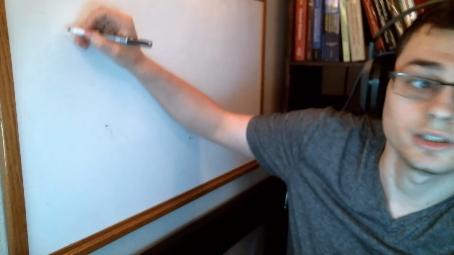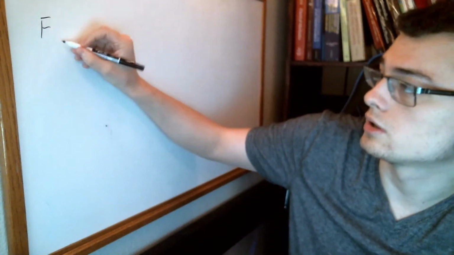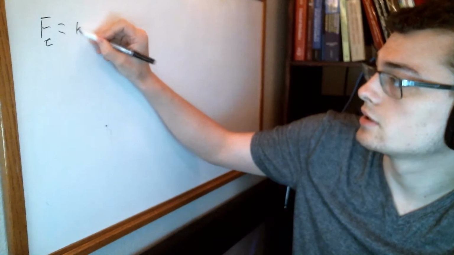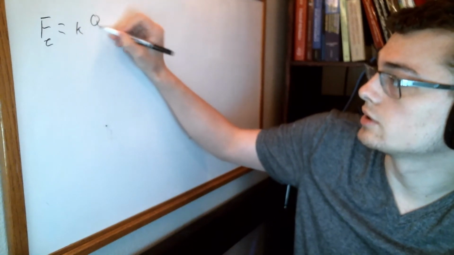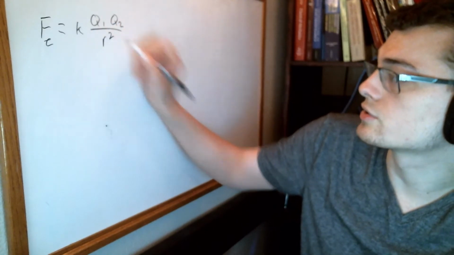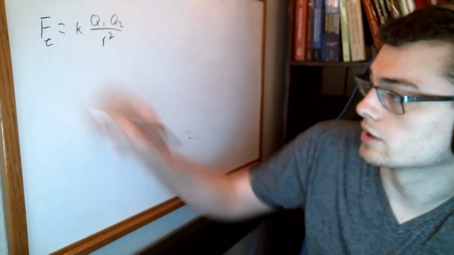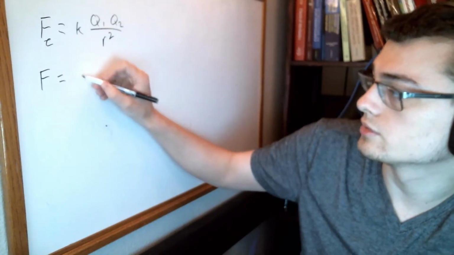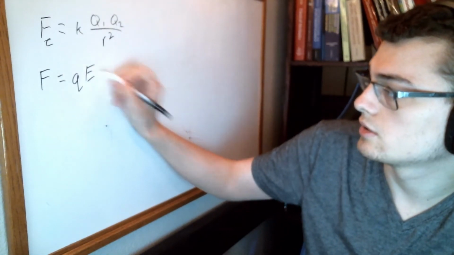Okay, hello to class. So today we're going to be talking about electric fields and how they work with forces. We described Coulomb's law of the electric force, Fe equals K Q1 Q2 over R squared. Now we're going to define the electric field, and the electric field is going to be F equals QE.